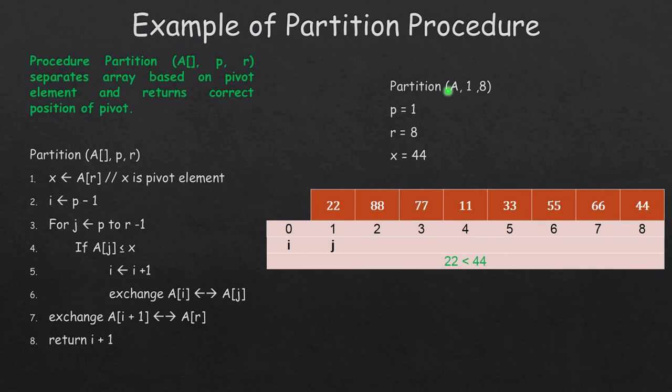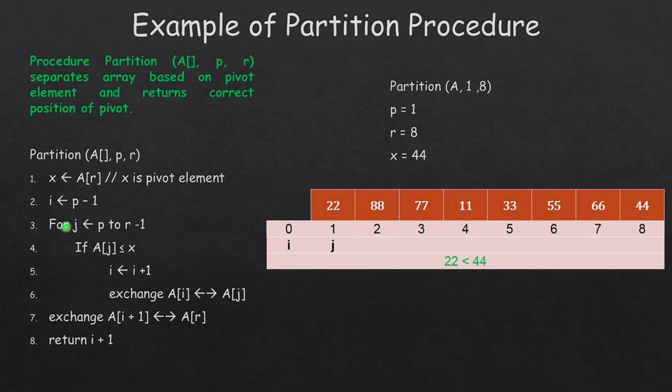Here p is 1, r is 8. The first line, x equals a of r. What is a of r? 44. So x equals 44, that means 44 is the pivot element. Then i equals p minus 1. p is 1, so i is 0.